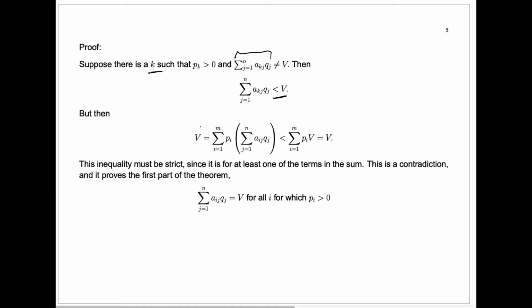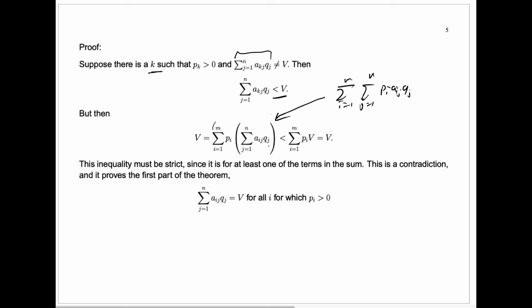And then we just write the value v, which we already saw was equal to this. Remember, the whole thing is exactly the same as the sum from i equals 1 to m, the sum from j equals 1 to n of p sub i, a sub ij, q sub j.